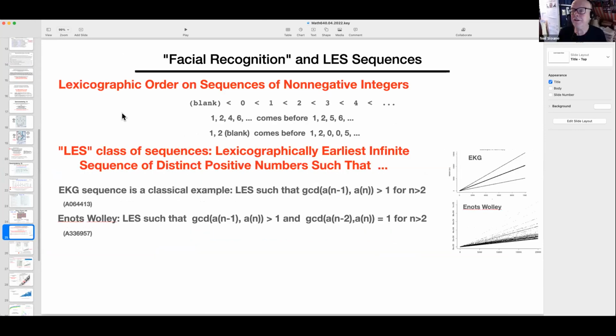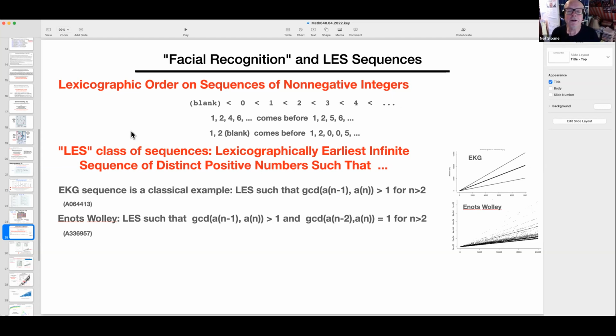So we have a lexicographic order. Now my lexicographic order is going to be, I don't throw away the small terms now. From here on in this talk, lexicographic order means this. We're only looking at sequences with non-negative terms, and the rule is that blank comes before 0, comes before 1, and so on.